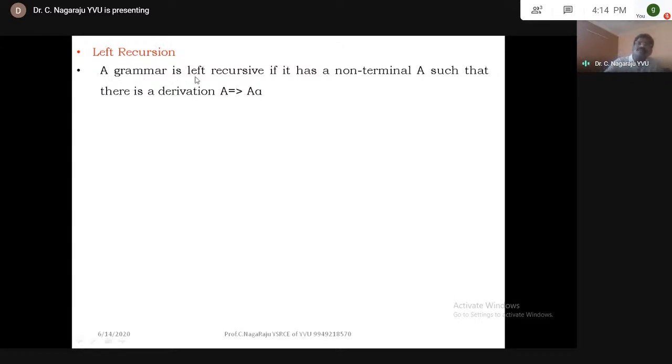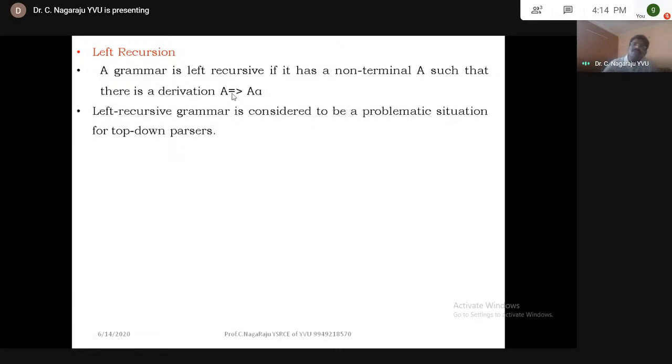A grammar is left recursive if it has a non-terminal A such that there is a derivation A tends to A alpha. That is, the grammar is left recursive if there is a non-terminal A with a derivation A tends to A alpha. If you want to derive this, a tree will always be constructed. Let us show the tree.